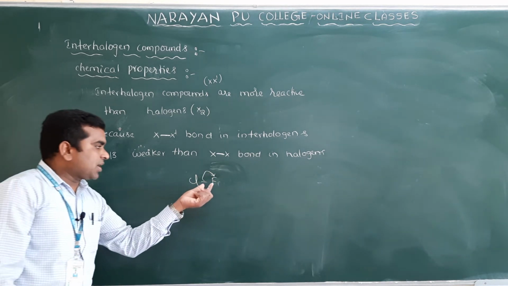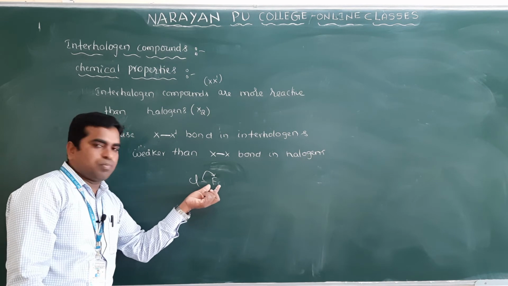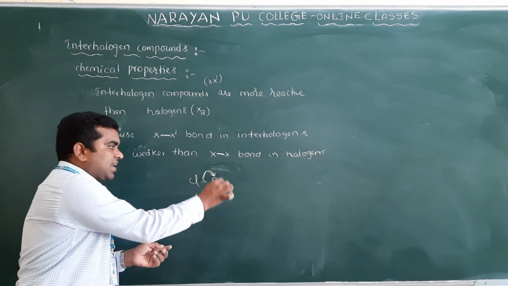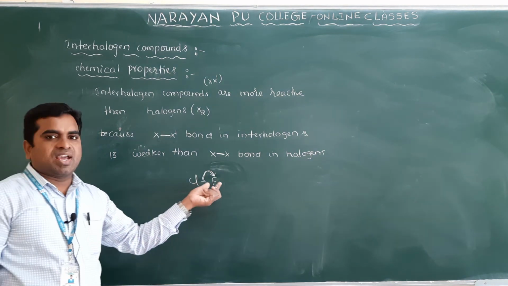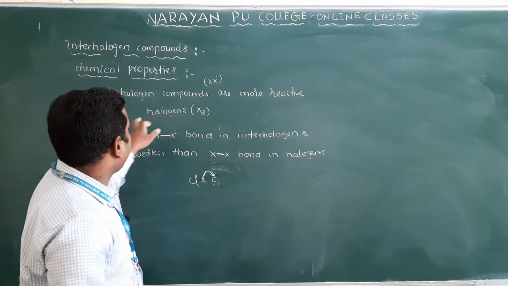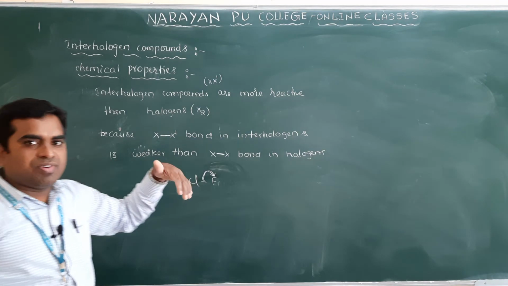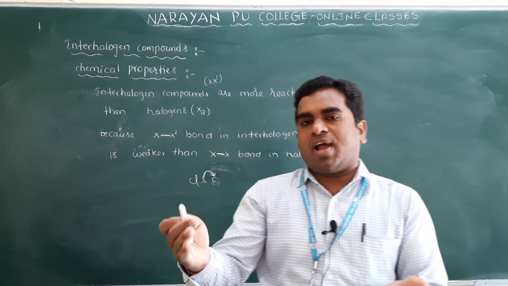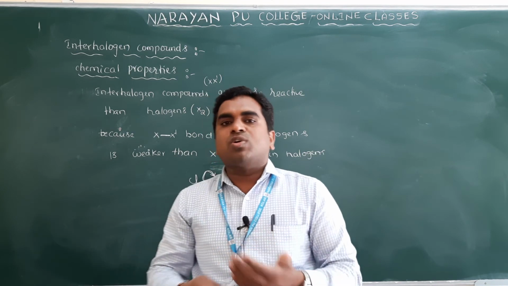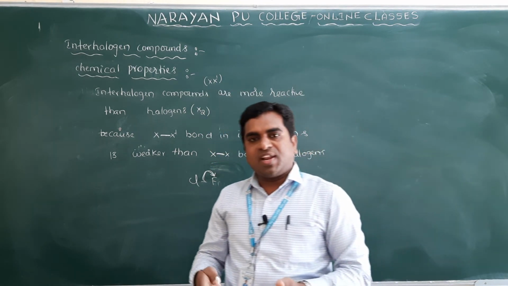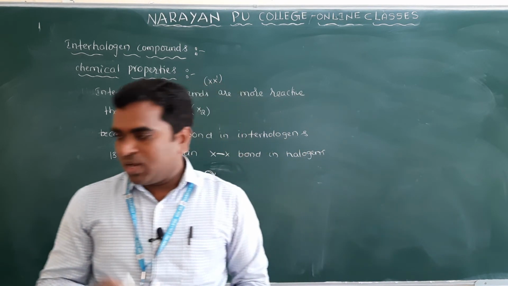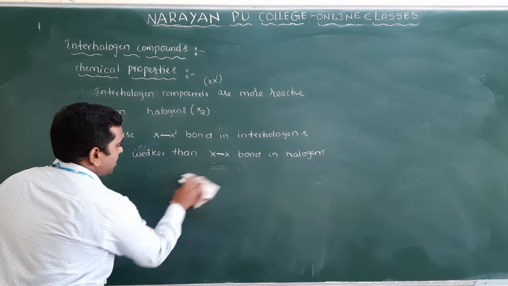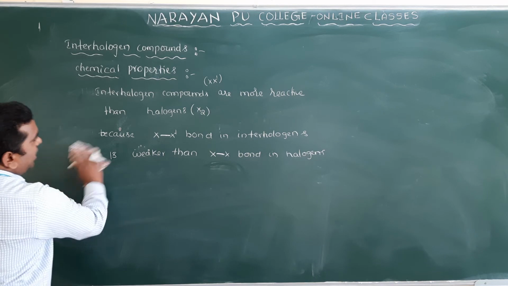Because fluorine is more electronegative than chlorine, it attracts the bond pair of electrons towards itself, so this bond can easily break. So the XX' bond is weaker and can easily break compared to the XX bond in halogens. That's why interhalogen compounds are involved in reactions very fast. Clear? Now another reaction, hydrolysis.